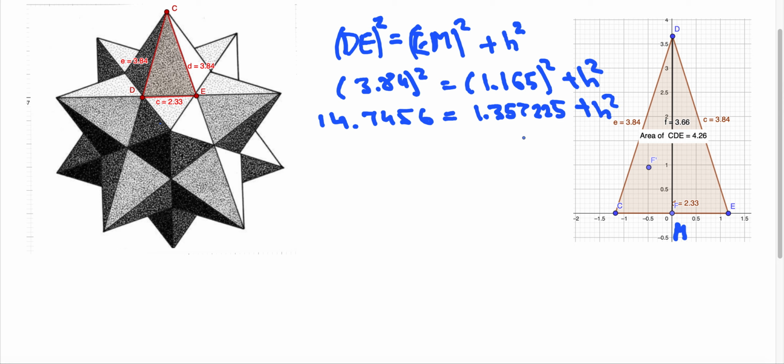Then we simplify everything and put it in a calculator, so h ends up being approximately 3.66. Now we have this h here. This is done with GeoGebra.